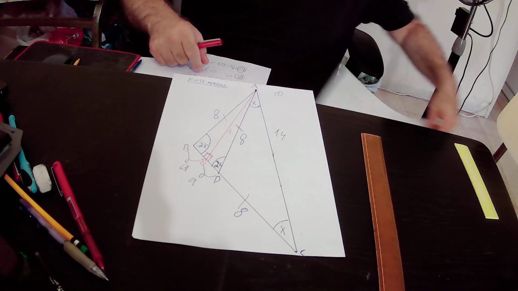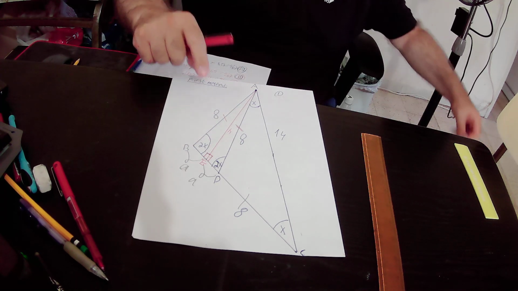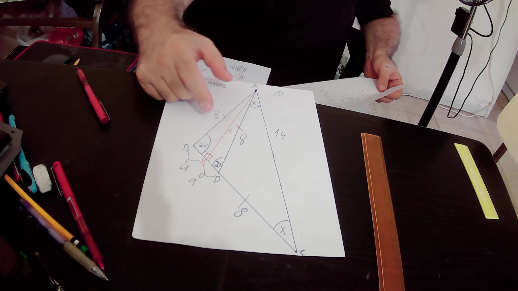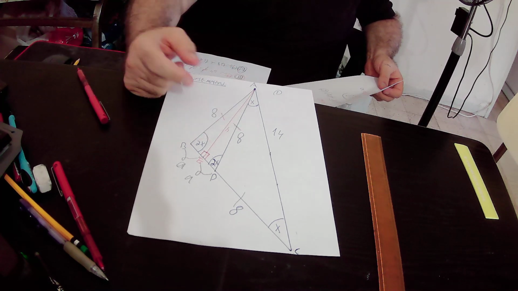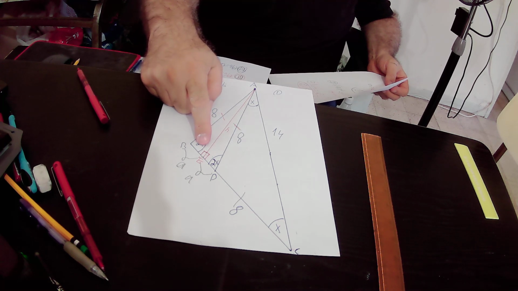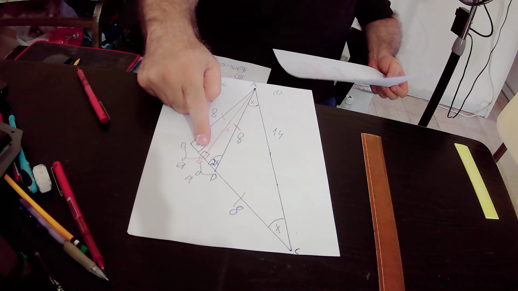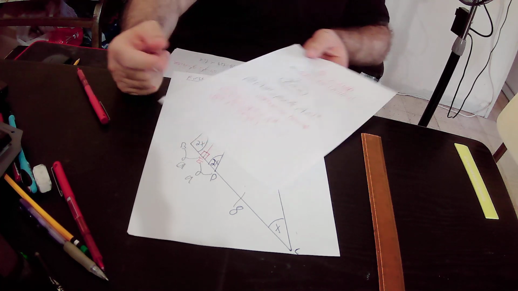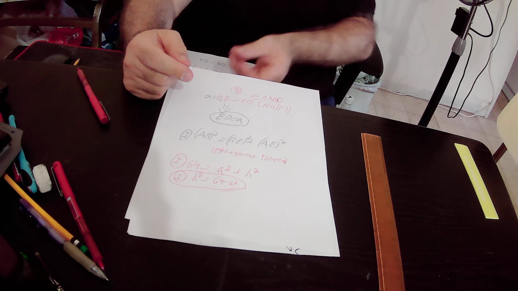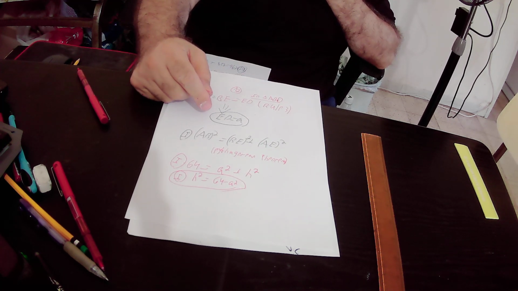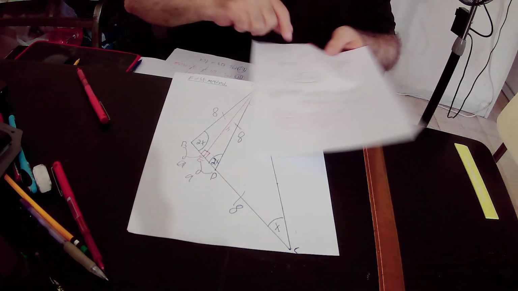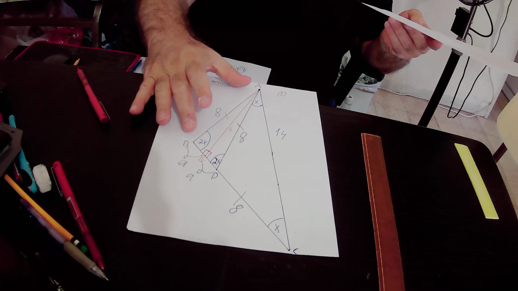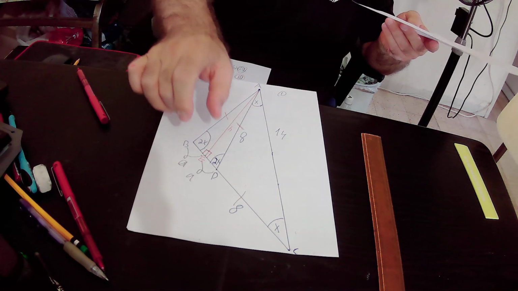Okay, so here we have a right triangle. This triangle ABE is a right triangle because it has an angle of 90 degrees. So we can apply the Pythagorean theorem in this right triangle. According to the Pythagorean theorem, the square of the hypotenuse equals the sum of the squares of the perpendiculars. That is to say, AB squared equals AE squared plus BE squared.